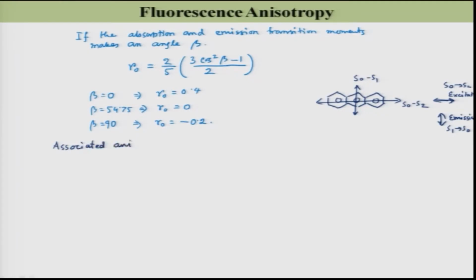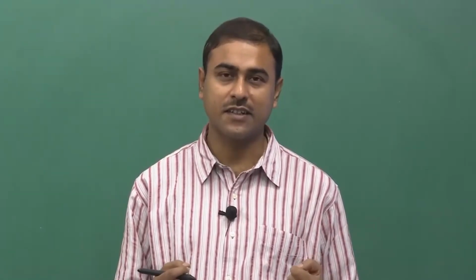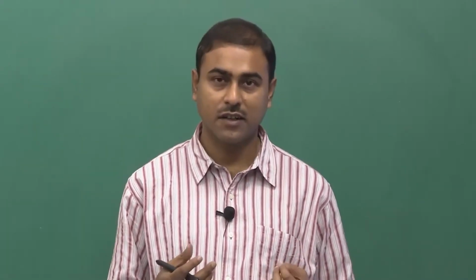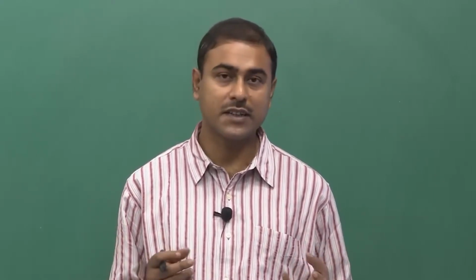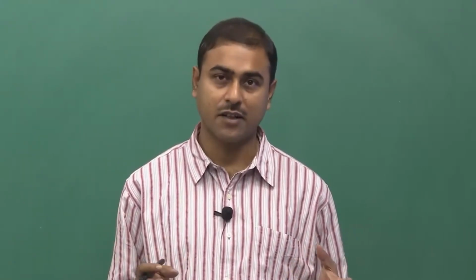Associated anisotropy decay. So, right now what I said is about the anisotropy decay of a fluorophore present in a particular media, in a homogeneous media. Now, I am thinking, if I have two fluorophores present together in a solution, but their environments are different, the two different types of fluorophores are in different environments, but they will both contribute to the anisotropy decay. Then what will be the effect?